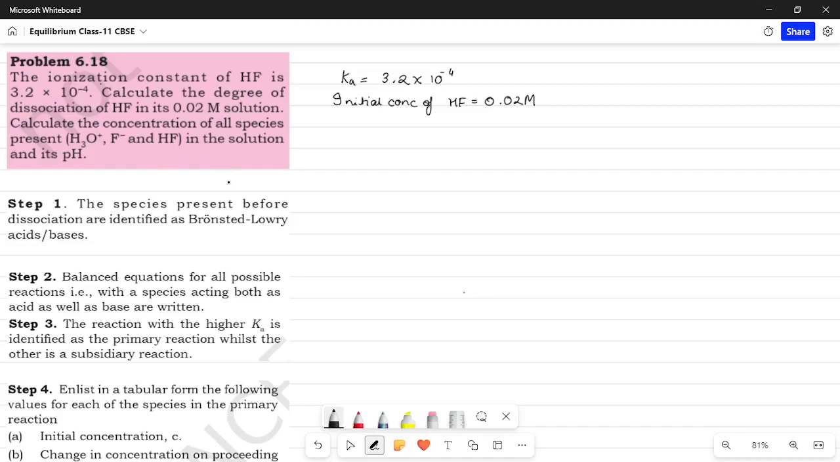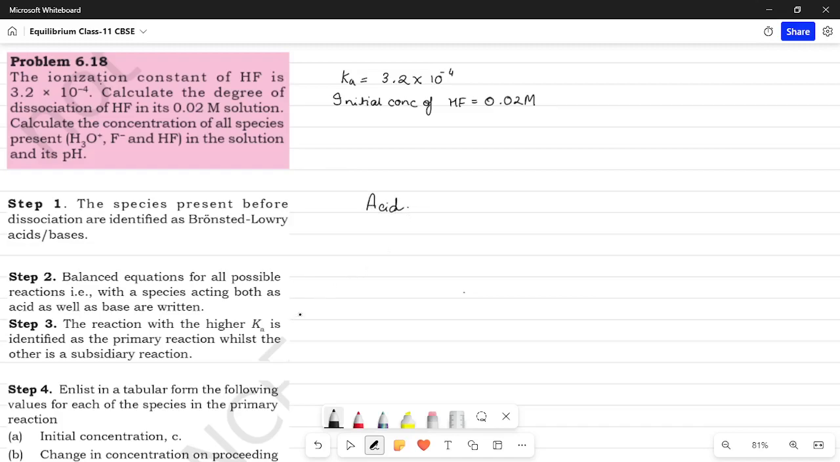So first of all, according to the steps given, we need to figure out if the species present before dissociation are identified as Bronsted-Lowry acids or bases. So we know what Bronsted-Lowry acids or bases are. If you don't, definitely check out my previous video because that's super helpful. But basically here we know HF is an acid.